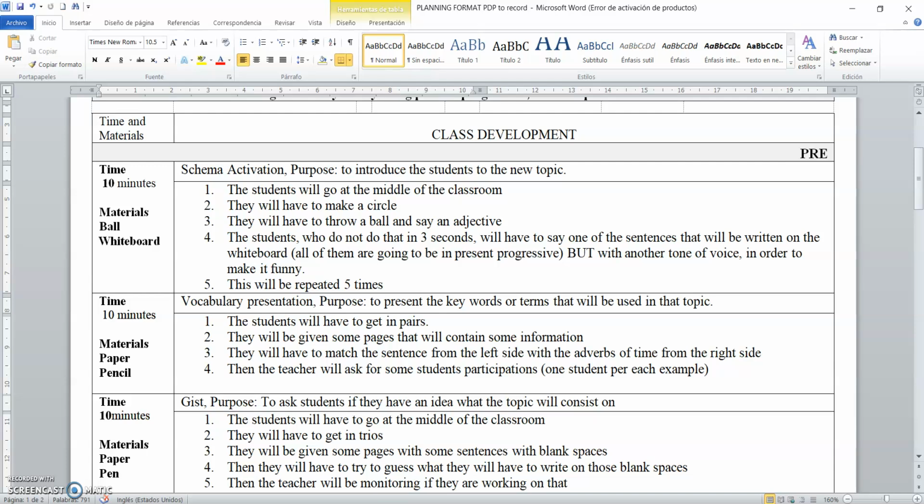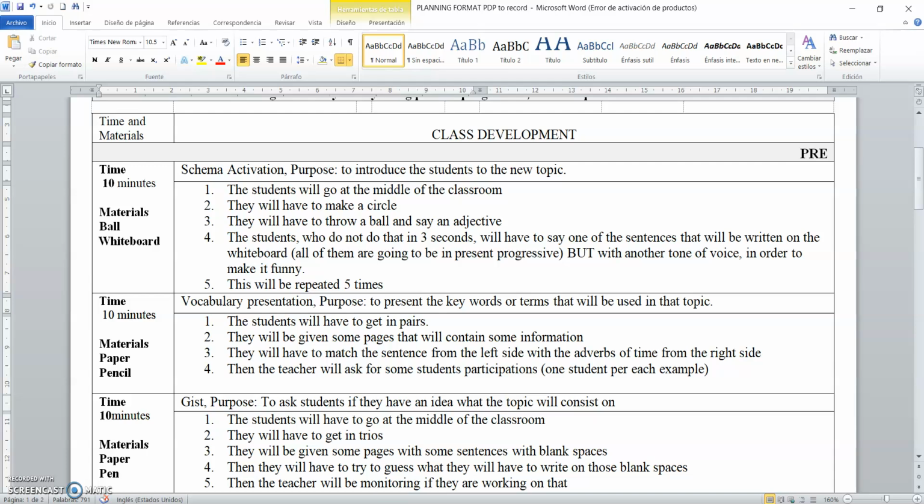I'm going to read the instructions. The students will go to the middle of the classroom and they will have to make a circle. They will have to throw a ball and say an adjective. That's the dynamic of the activity, to say an adjective in order to make it funnier or more interesting. Because the students are going to be thinking, okay, I have to be ready when I catch the ball, because I don't want to receive the punishment. So we want that interaction between the students. We want somehow those nerves in them.